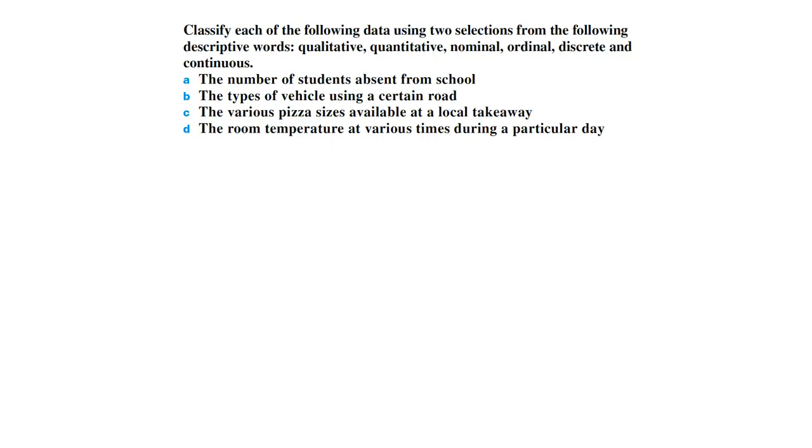So let's have a look at this example here. Classify each of the following data using two selections from the following descriptive words. So we want to know if it's qualitative or quantitative, and from that, if it's qualitative, is it nominal or ordinal? If it's quantitative, is it discrete or continuous? Okay. So question A. Let's write A over here. Number of students absent from a school. Actually, I'm going to let you go have a think about this first, and then we'll come back.